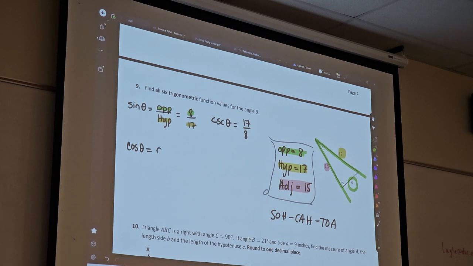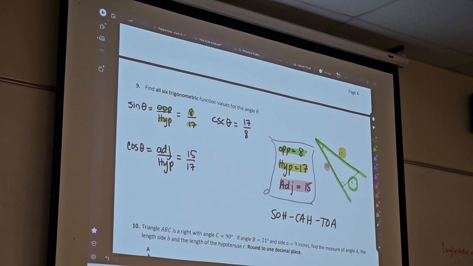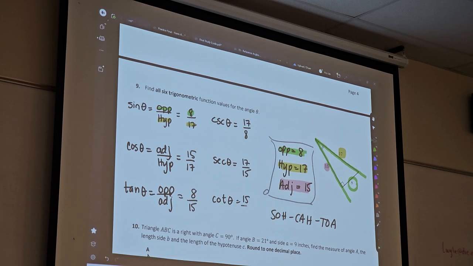Cosine is adjacent over hypotenuse. Adjacent is 15, hypotenuse is 17. We have a name for the reciprocal of cosine, it's secant. I'll get color on at the end. Tangent is opposite over adjacent. Opposite is 8 and adjacent is 15. We have a name for the reciprocal of tangent and it is cotangent. Done.